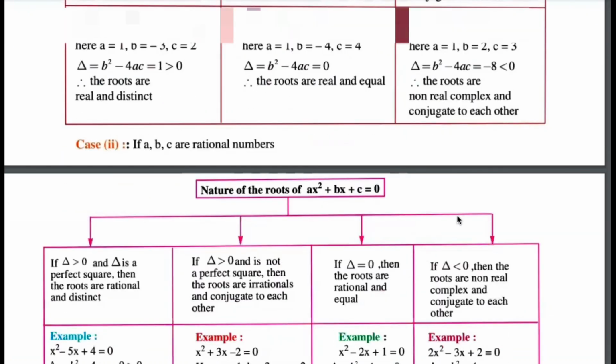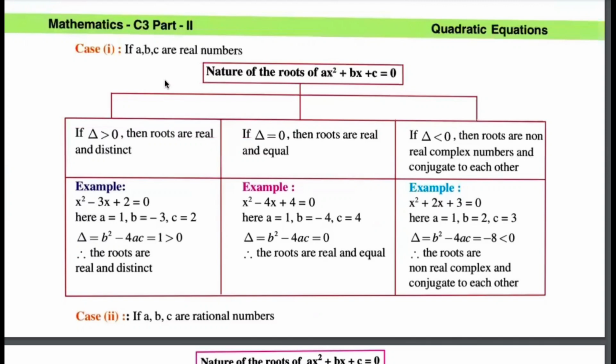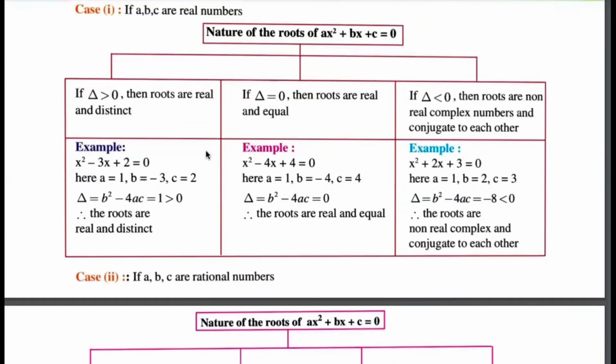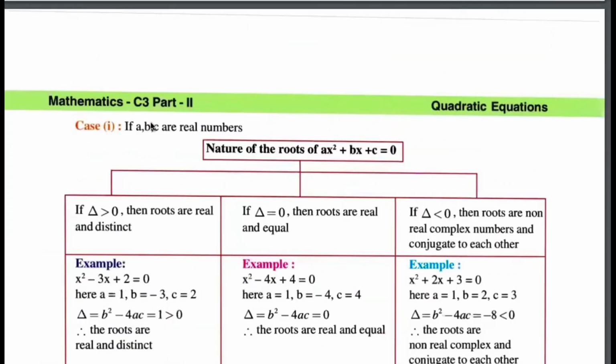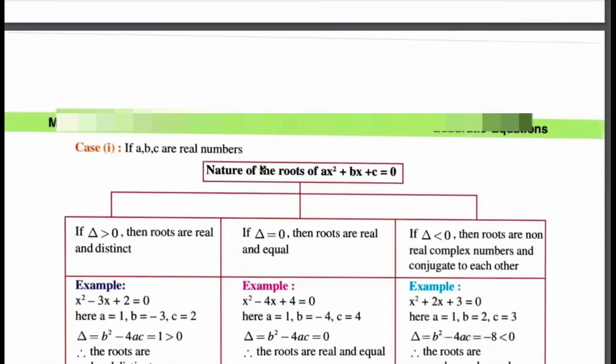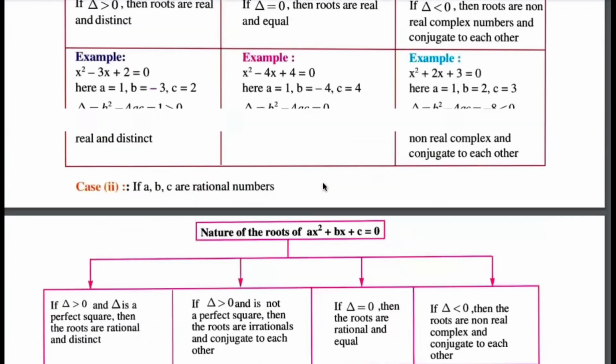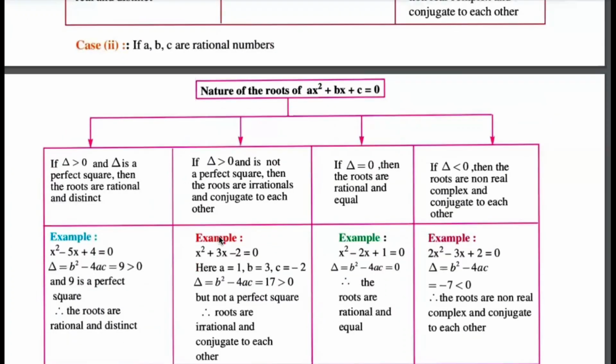Then they are talking about the cases wherein these are rational numbers. They are saying real numbers here. It could be any number. It could even be irrational as well. Here it has to be rational, and this is the kind of expression they are looking at.